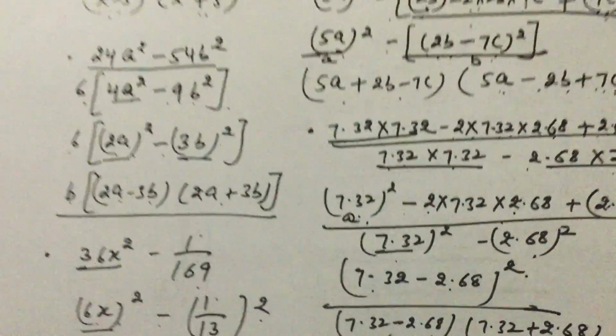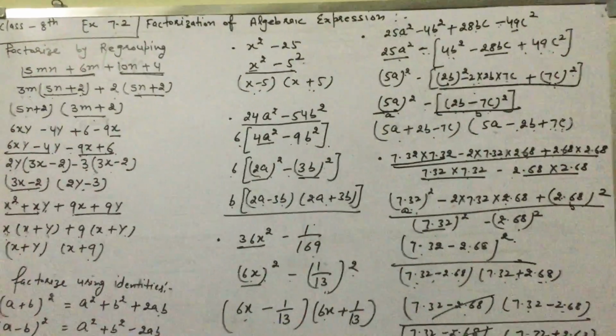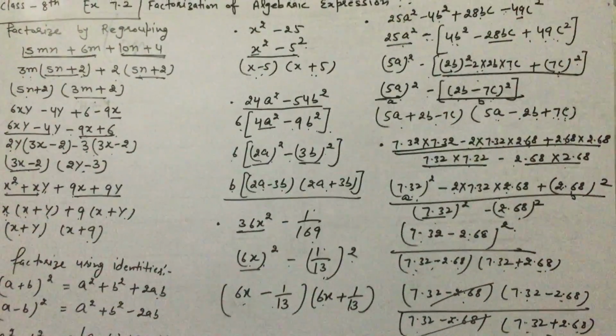So by using identity and by regrouping, we have to factorize, and so try exercise 7.2.